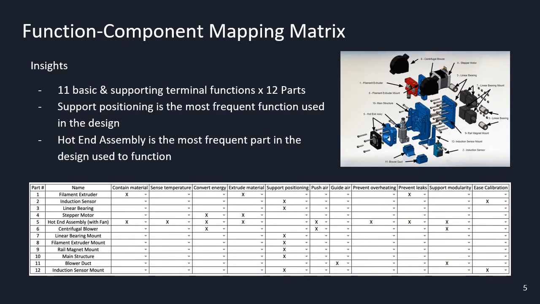We mapped the 11 terminal functions from the FAST diagram to the 12 parts in the design using a function component mapping matrix. Supporting the positioning of the extruder head is the most frequent function performed in the design. Inversely, the hot end assembly is the most frequent part of the design used to execute functions.